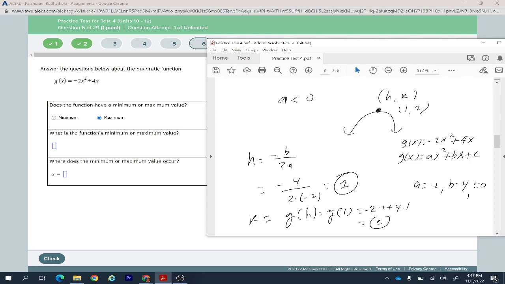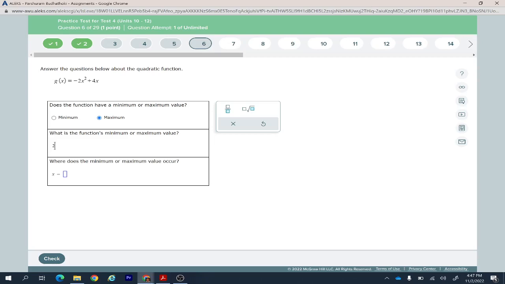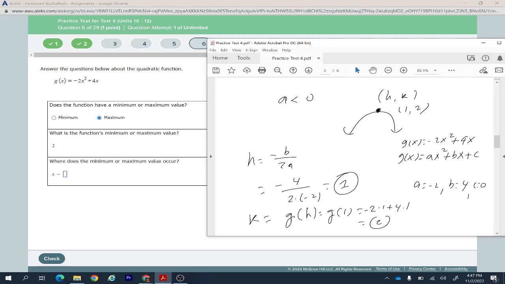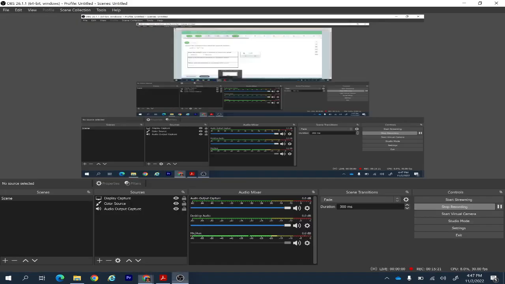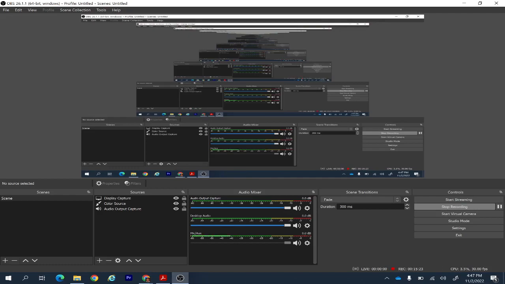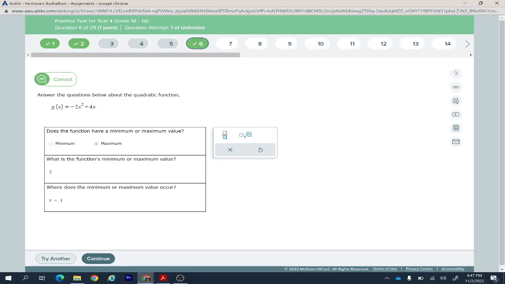So what is the maximum value? 2 is the maximum value. Where does the minimum or maximum value occur? You can answer that question by looking at the x coordinate, which is 1. So check your answer here. That's the answer. Let's go to the next problem.